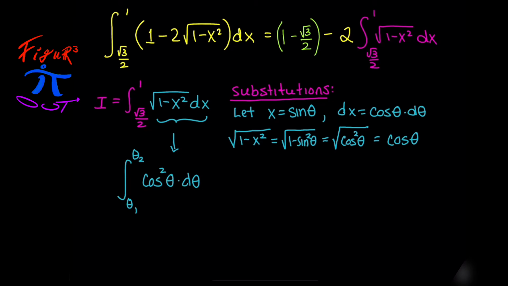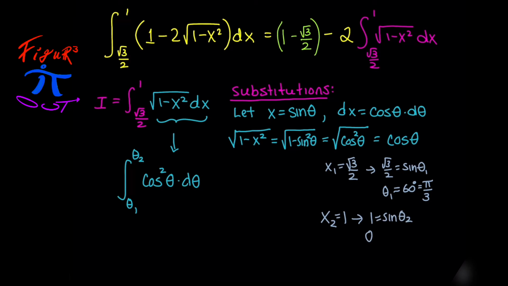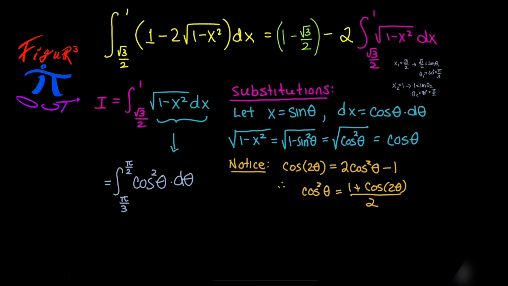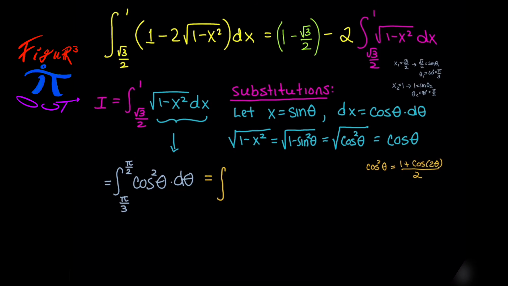And that's going to be integrated from some new limits of integration since we made a change of values. So if x1 was radical 3 over 2, theta 1 would be pi over 3. And similarly, if x2 was equal to 1, then theta 2 would be pi over 2. So now making that substitution, we have to deal with the integral of cosine squared theta. We're going to use another substitution, this time a trig identity, which is a double angle formula for cosine. And solving this formula for cosine squared, we're going to substitute this in here to make our integrand a little bit easier to deal with.